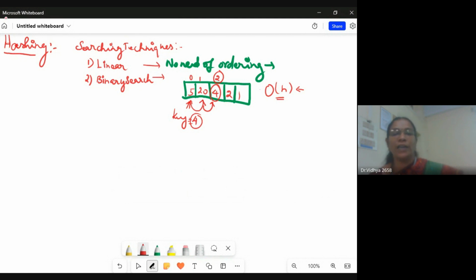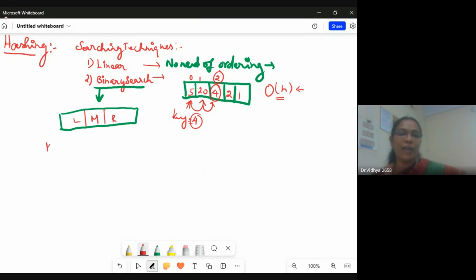In order to reduce the time, we moved to another concept called binary search, right? Instead of searching each and every element like this, we divide the array, or the list of elements, into two halves: the left half and the right half, with a mid element. The key is compared with the mid element first. If it matches, the element is found at the position where the mid element is present.